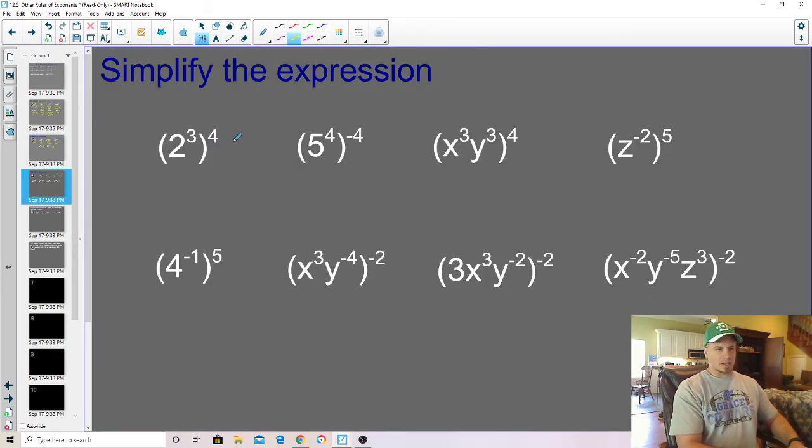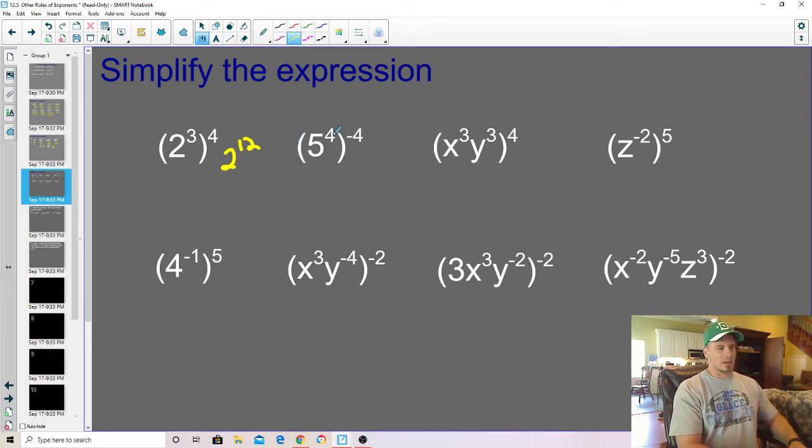Okay, here, again, we have a power raised to a power, so you just multiply the powers. So it's 2 to the third raised to the fourth. It's going to be 2 to the 12th. We're not going to simplify. We're going to leave that as is. We're not going to evaluate.